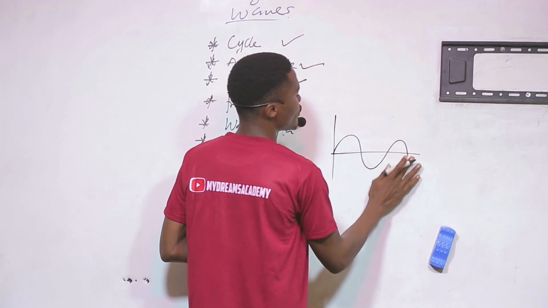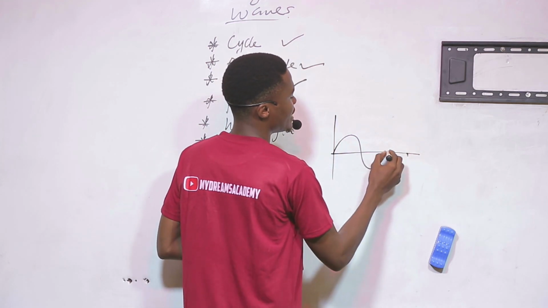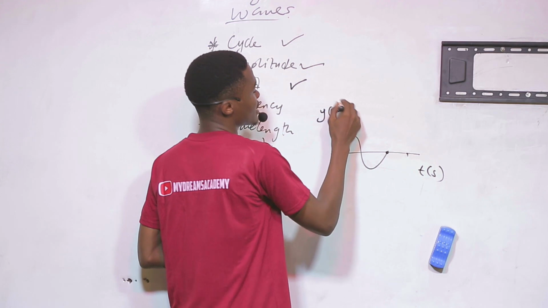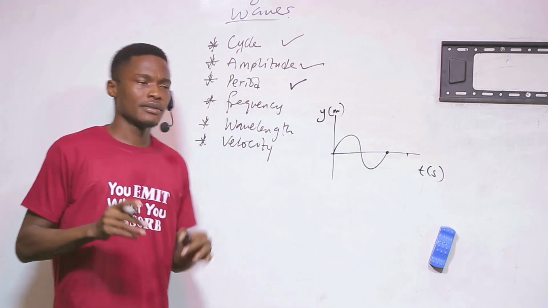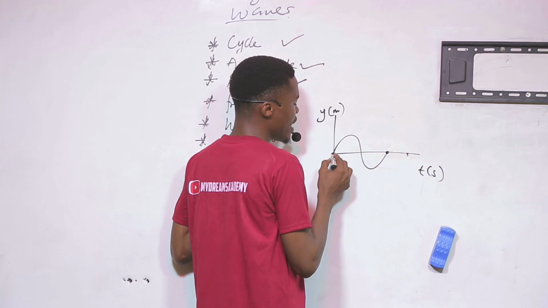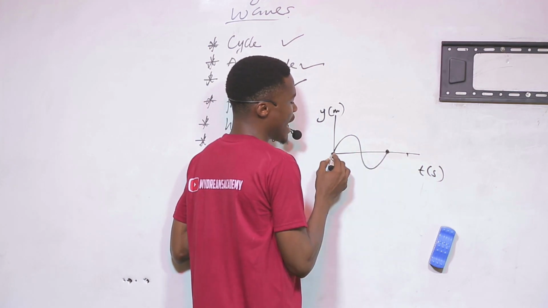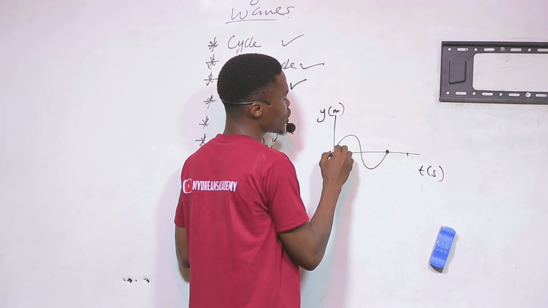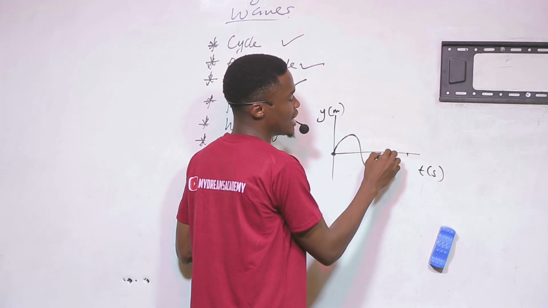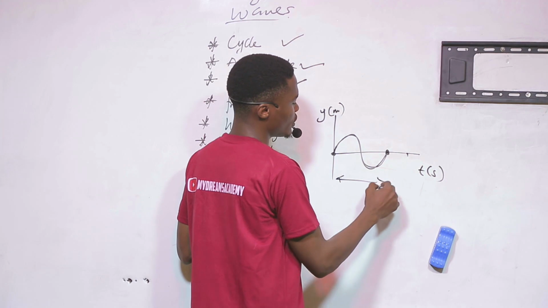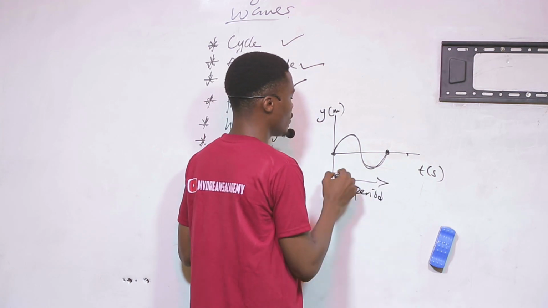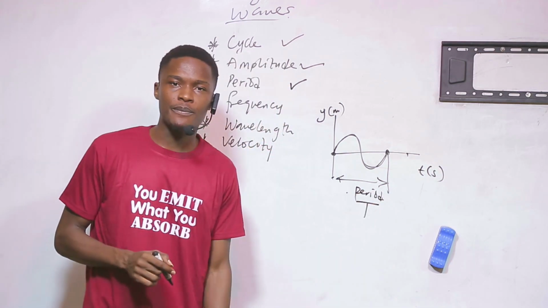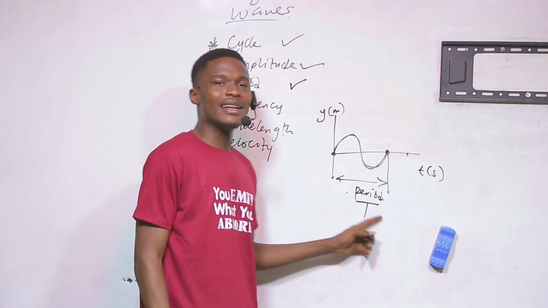Imagine I have a wave going this way. This is the time axis, and this is the distance moved vertically axis. So imagine I have this as a wave. Now, if I can measure the amount of time from here to here, remember that here to here is exactly one cycle. If I can measure the time the wave takes to move from this position to this position, that time is what we call the period. The time taken to move from here to here is the period, and we usually represent it by capital letter T. So period is represented by capital letter T.